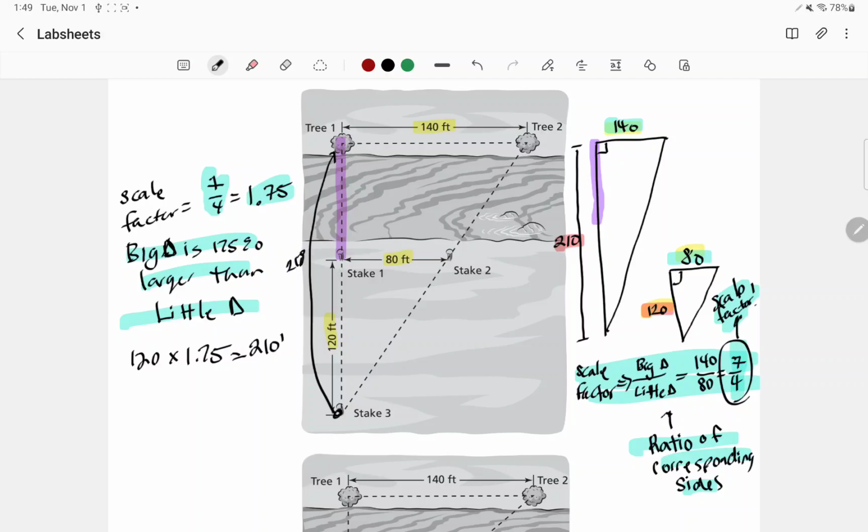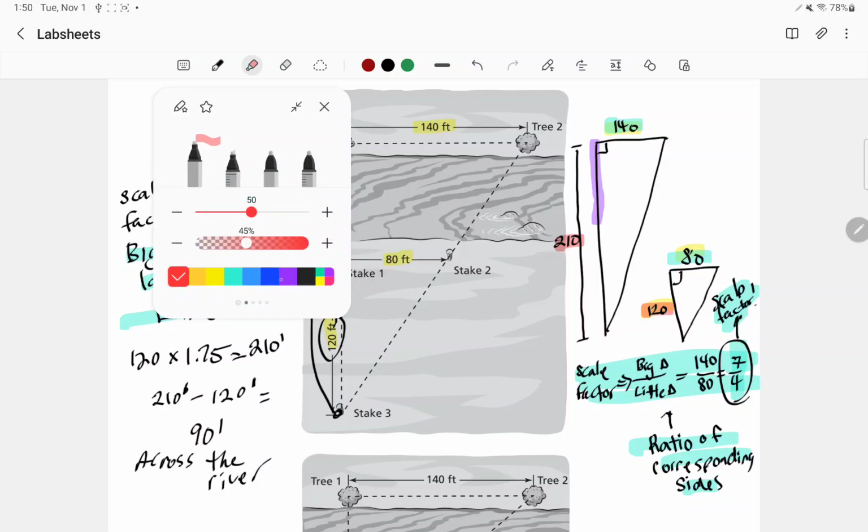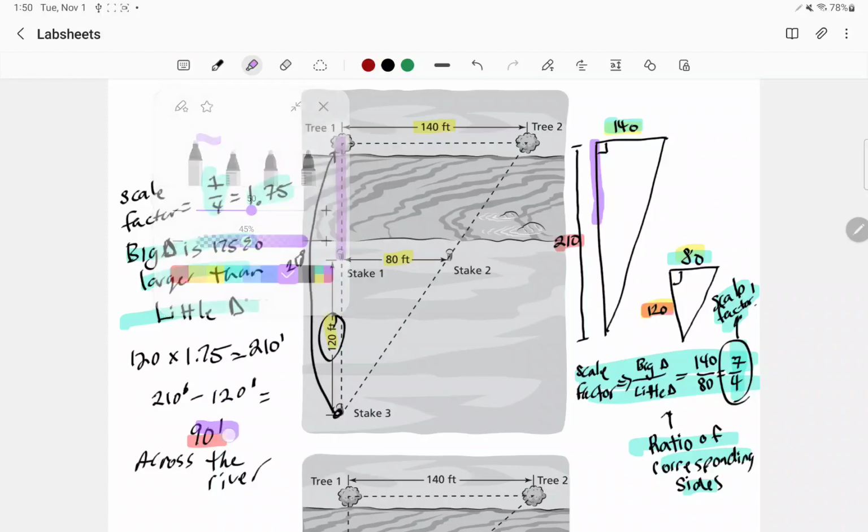So now we need to figure out, given that this is 120, what's this purple length? Well, it's easy. We just take 210 minus 120. Oops, that's feet. Minus 120, and then that gives us 90 feet. Okay, so it is 90 feet across the river. That is that purple section that we're trying to find. There it is.